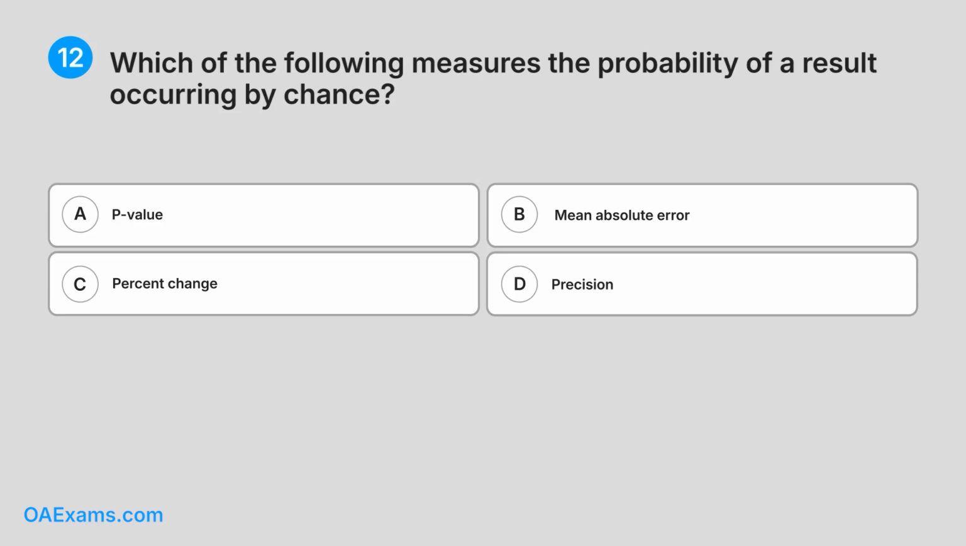12. Which of the following measures the probability of a result occurring by chance? A. P-value. B. Mean absolute error. C. Percent change. D. Precision. What do you think is the answer?